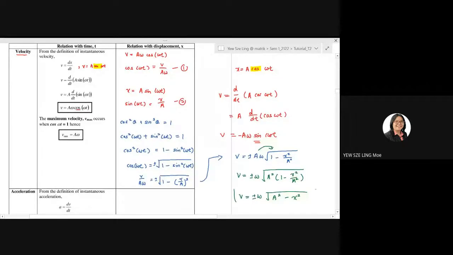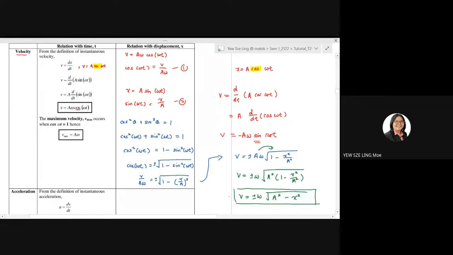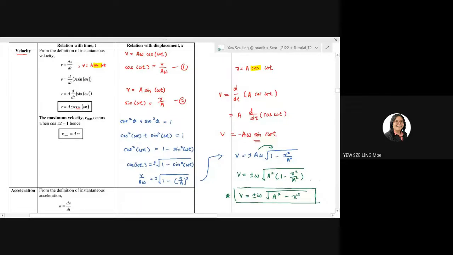So this is the equation in terms of displacement. So if the question tells you your object is located at 5 cm from equilibrium, determine the velocity, then you use this equation: v is equals to plus minus omega square root a square minus x square.